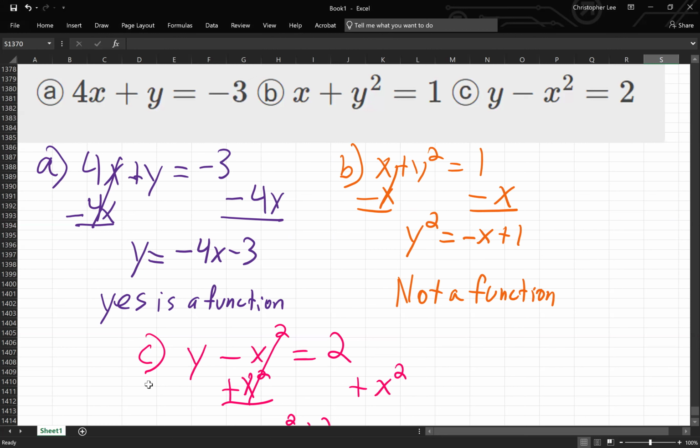Which one? A, B, or C? B. So you see how it's y squared? Because of that, I can't have multiple y values. I can only have one y value in a function.